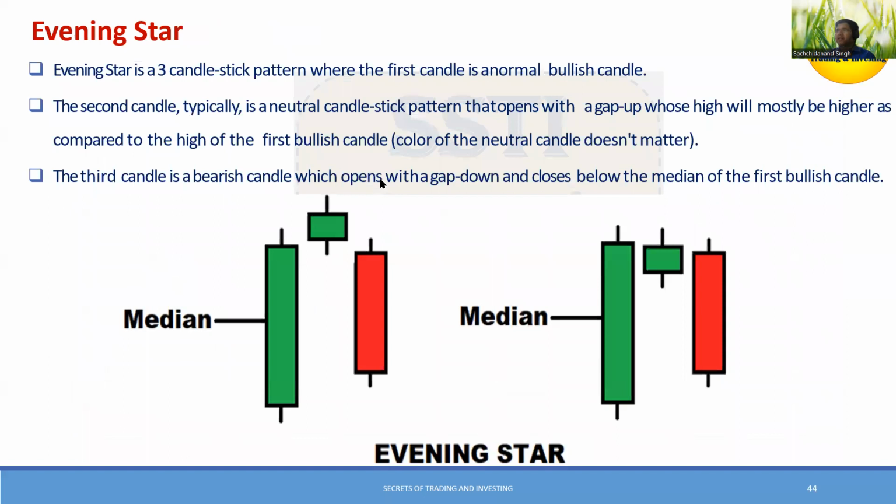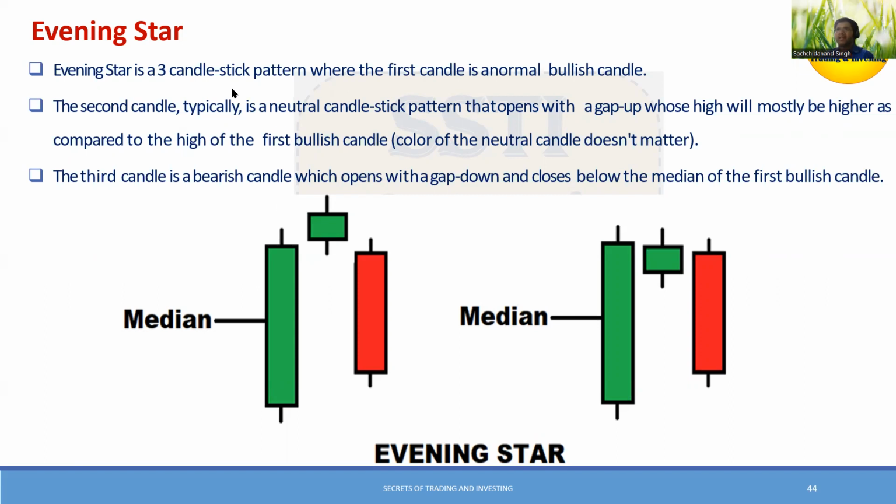Okay, the next one is called evening star. In the bullish pattern, we saw the morning star, and here is the evening star. Just to remember, you don't need to rote-learn it: morning is bullish, when the price is going up, and evening is down, when the price is going down. It is an example of a bearish candlestick formation.